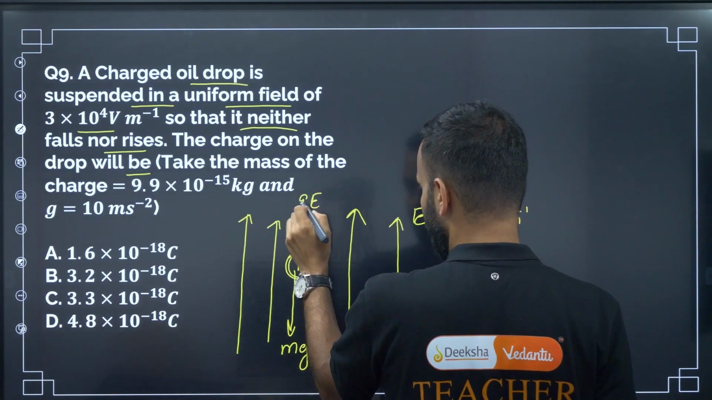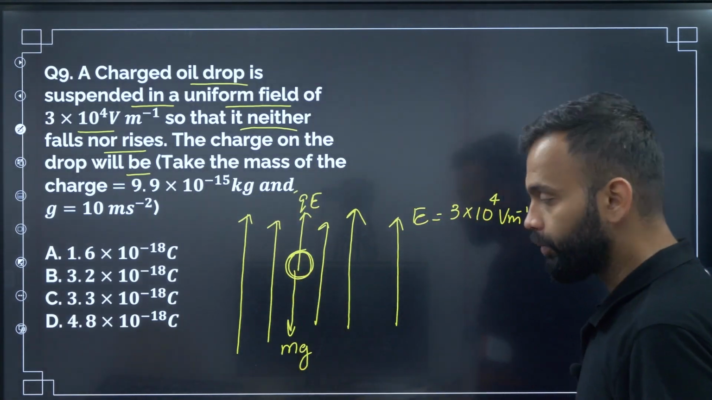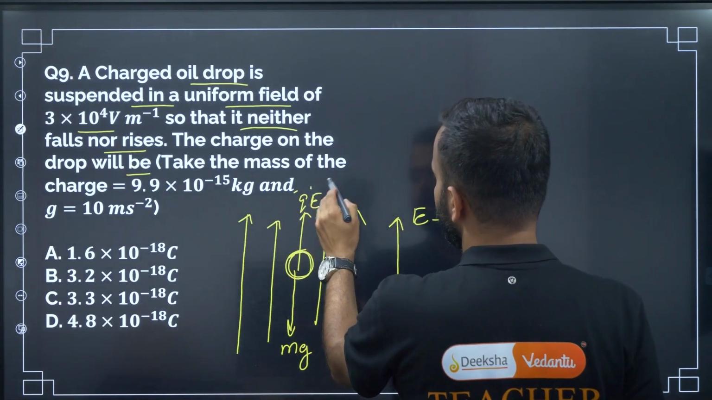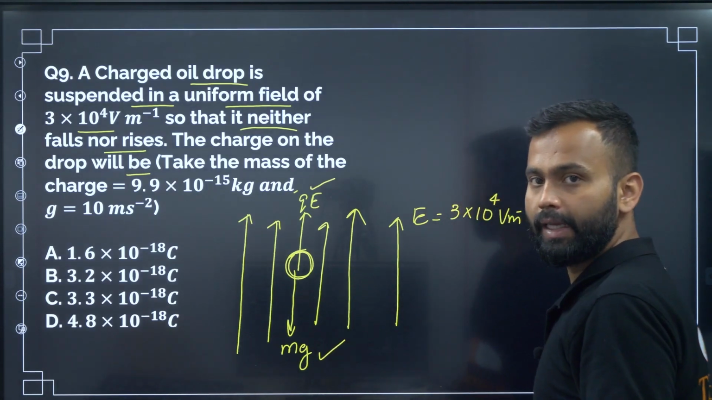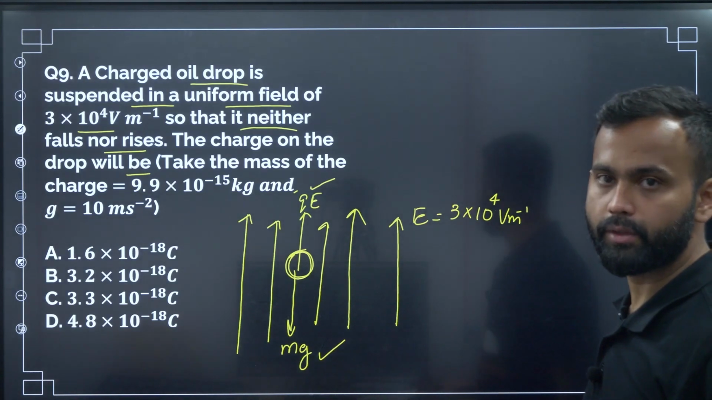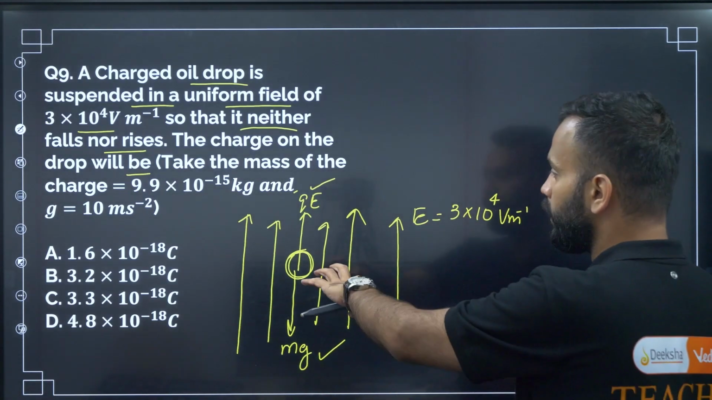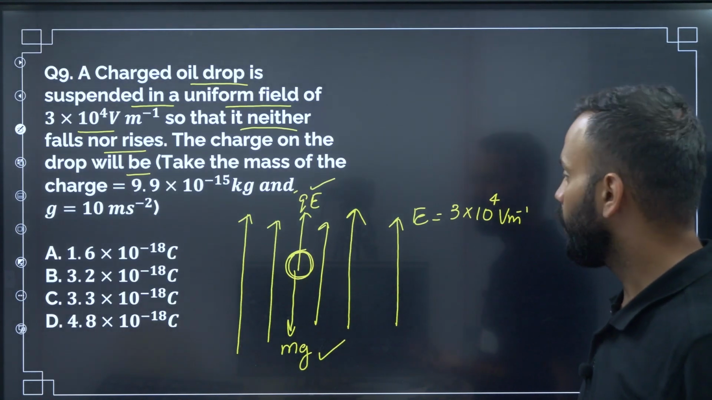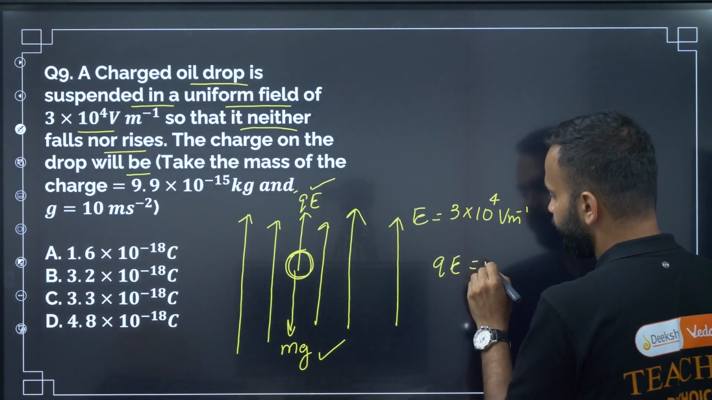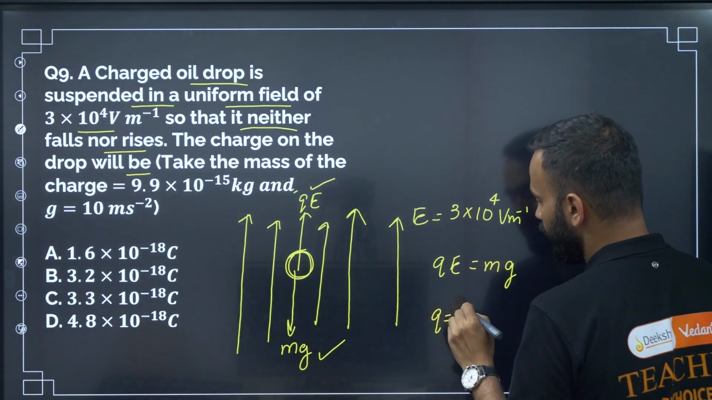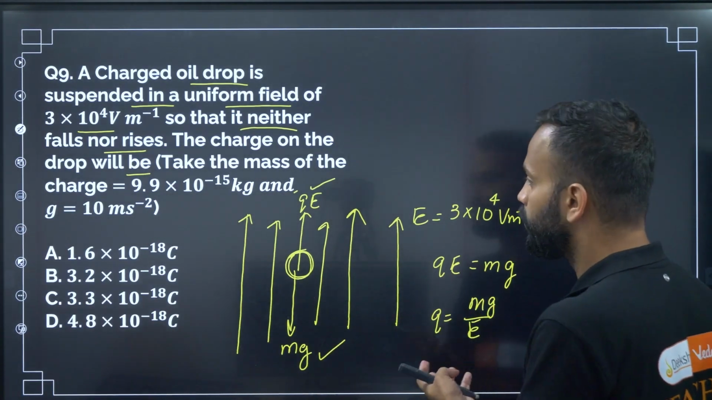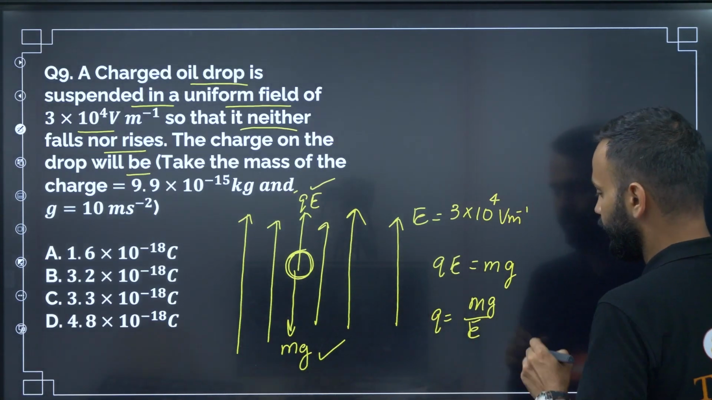That is Q into E, where Q is the charge of the oil drop. Since it is at equilibrium, the electric force is cancelled by the gravitational force, or the electric force is equal to the gravitational force. Only then can the oil drop attain equilibrium. So QE is equal to mg. We need to find the value of Q, so Q equals mg divided by E. Now you need to substitute the values of m, g and E.